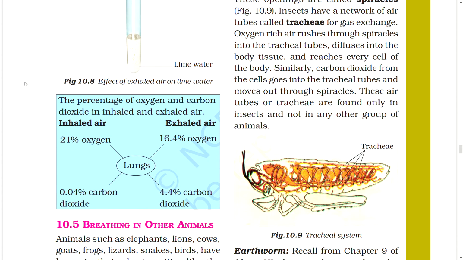The percentage of oxygen and carbon dioxide in inhaled and exhaled air. Inhaled air, exhaled air. 21% oxygen, 16.4% oxygen. Lungs, 0.04% carbon dioxide, 4.4% carbon dioxide.